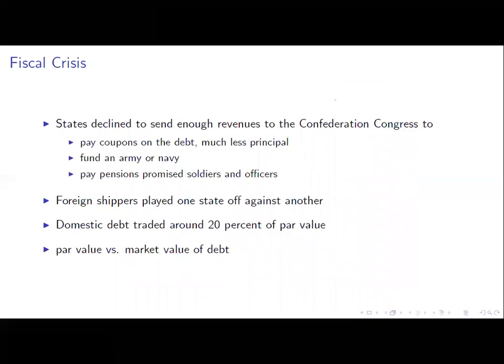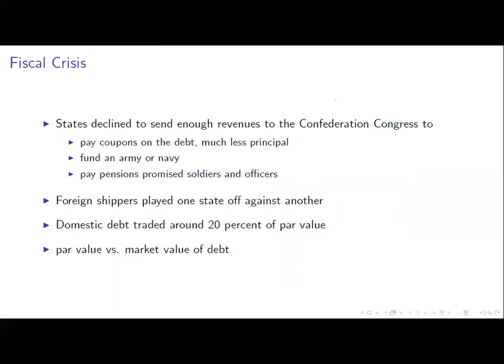Okay. So bang, you've got a fiscal crisis. States are declining to send enough revenue to the Continental Congress to make any of these payments, and they're not being able to make any payments. They can't fund an army and a navy. They can't make promised pension payments.